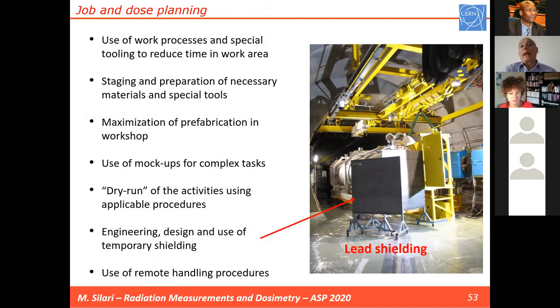So job and dose planning is always very important. Essentially you have to lay down your work process, and decide what tooling you need in order to reduce the time you spend at the workplace to the barely necessary. So you might have to prepare tools, and you might also design, for instance, your equipment that you will need to service later on in a proper way. For instance, if you have an accelerator vacuum pipe to which you attach a vacuum pump, it may get activated, and you might have to replace it from time to time.